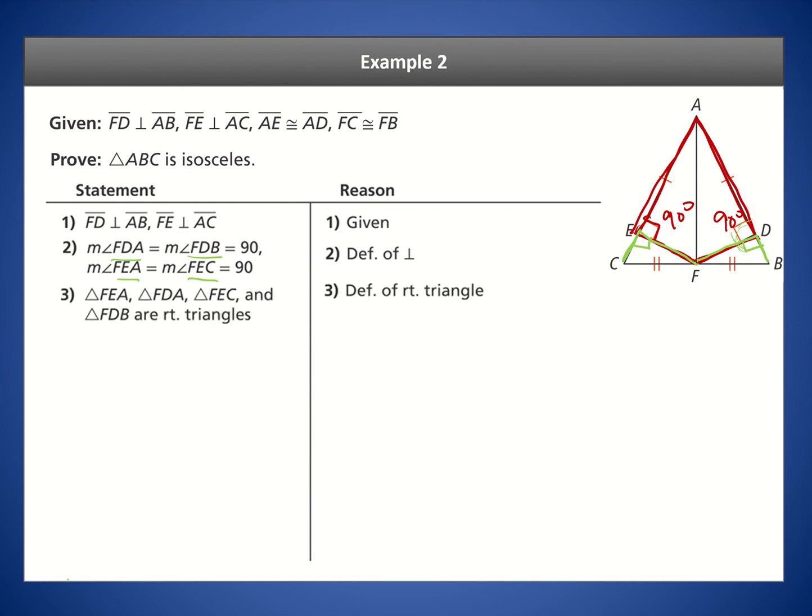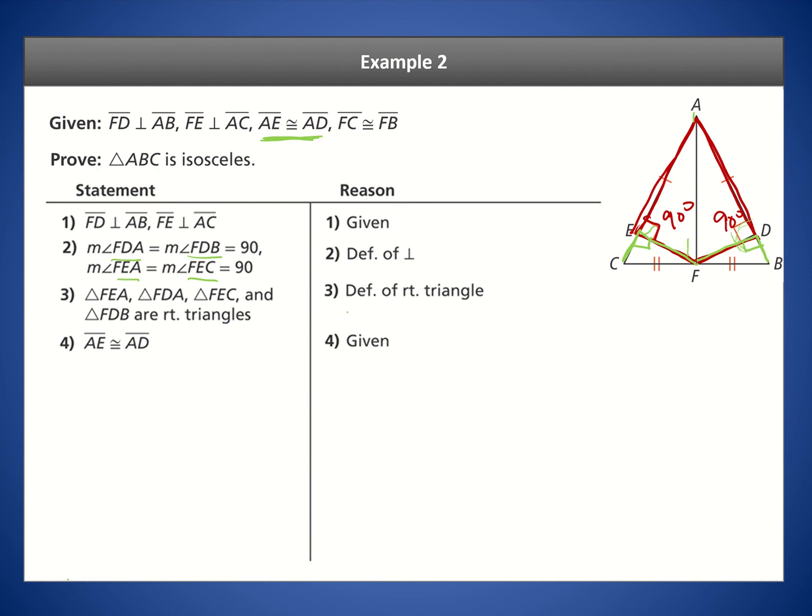All right, and so because they're now equal to 90 degrees, we know that these are right triangles. And so we have triangle FEA is a right triangle, FDA is a right triangle, and then the two green ones are right triangles. Why? Because that's the definition of a right triangle. As I mentioned earlier, a right triangle has a 90-degree angle. And so the next step is, now that we know that those are right triangles, we can use some theorems involving right triangles. But first, what we want to do is incorporate the third given statement.